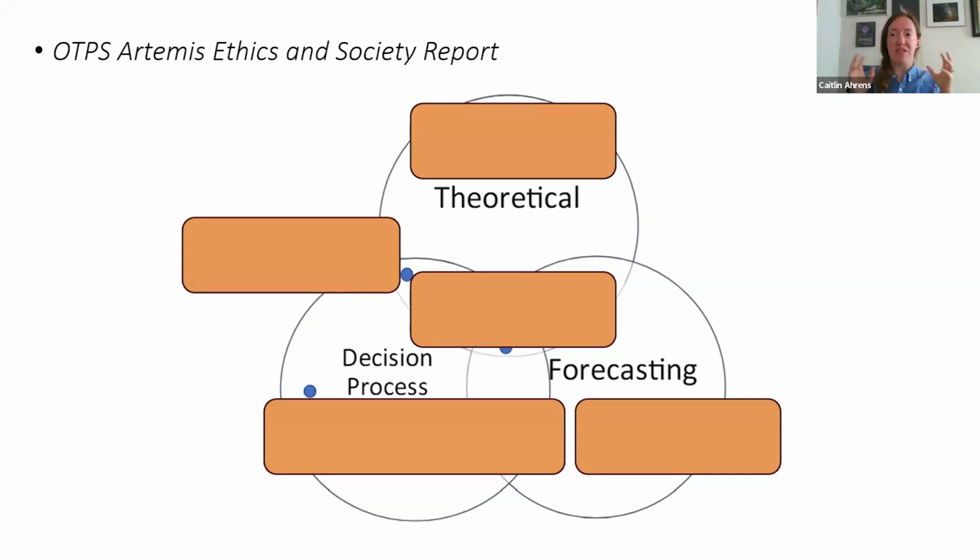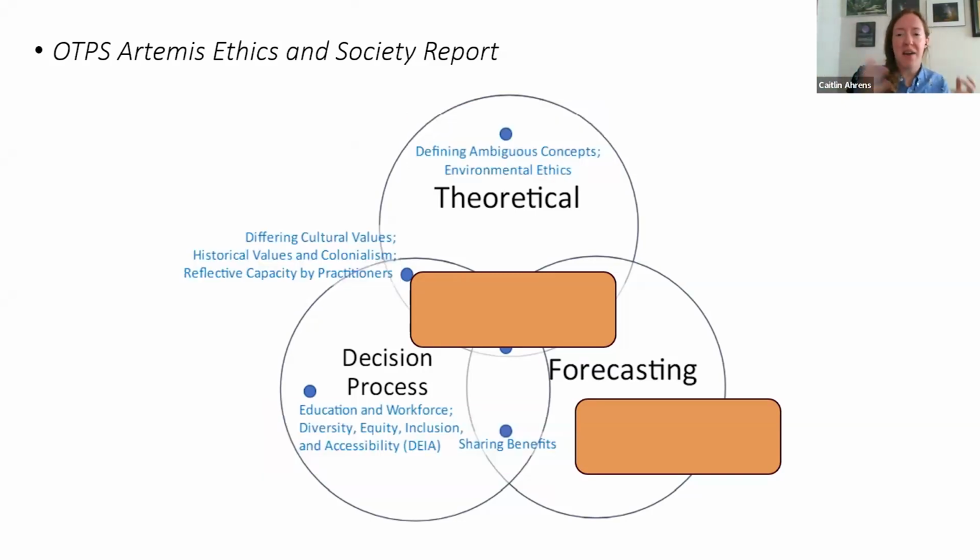It goes about these three aspects here: the theoretical, the decision process, and the forecasting. And you might be wondering, like, what's the actual difference in all of these? Well, the theoretical and decision process goes in two different ways. The theoretical is the conceptual part. Essentially we're laying out the definitions of what we're working with. So that would be the theoretical part.